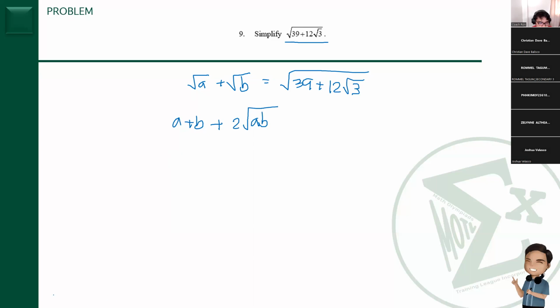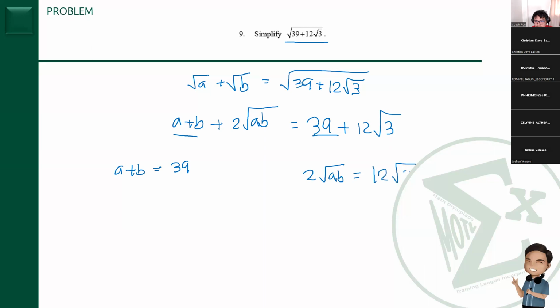Oh, wait a bit. 12? You need to recheck. That's 2a. All right, we're gonna edit that a bit, Mr. Levin. It is equal to 39 plus 12 square root of 3. All right, so we're gonna equate the whole numbers with the whole numbers and the radicals with the radicals. So a plus b is equal to 39, and 2 square root of ab is equal to 12 square root of 3.